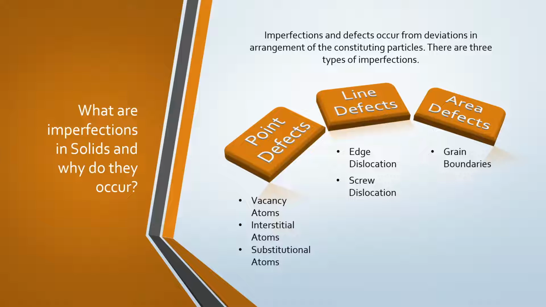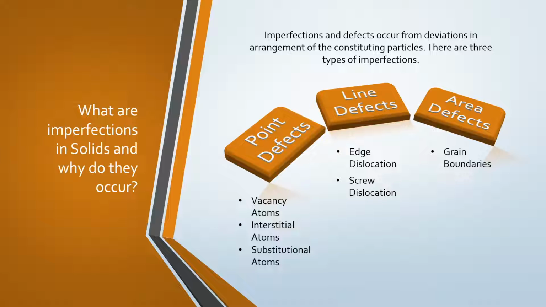So what are imperfections in solids and why do they occur? Imperfections occur from deviations in arrangement of its particles and occur naturally for a multitude of reasons. Could be they're mixed with impurities, they crystallize irregularly or too fast, and or stress or deformation causes these different defects.